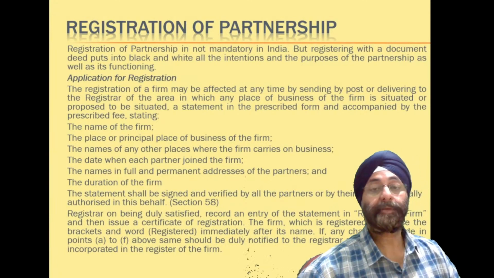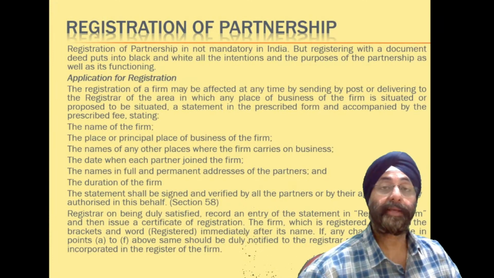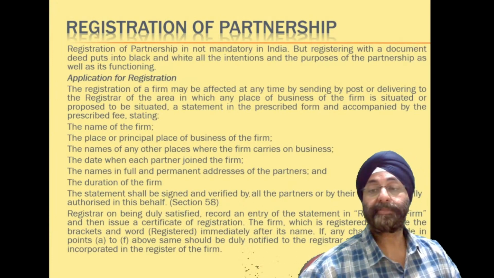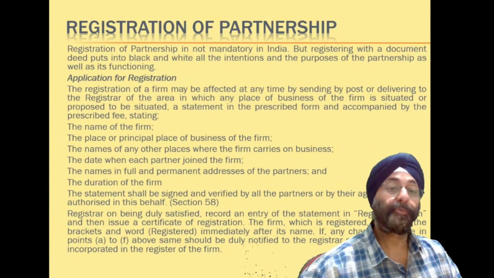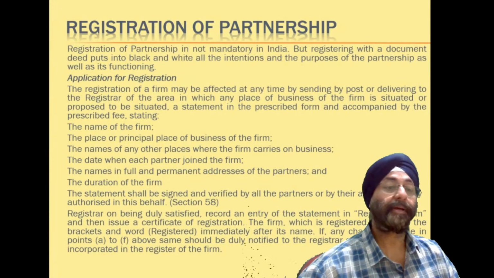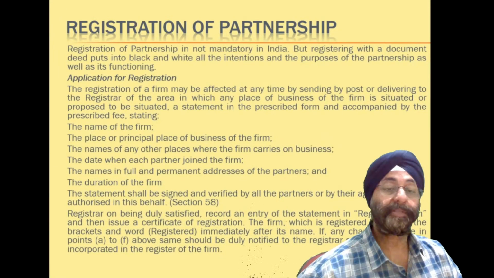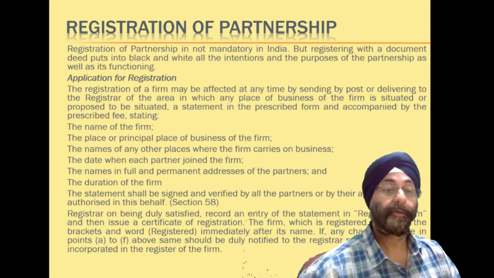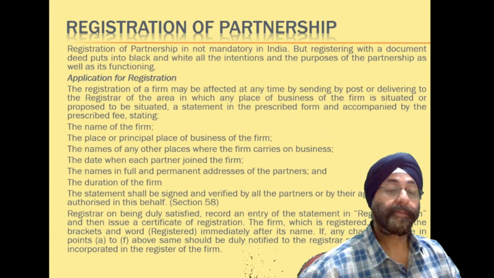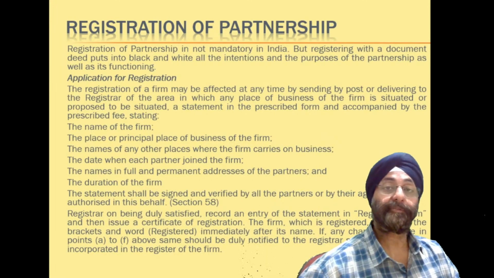The registration of the firm may be effected at any time by sending by post or delivering to the registrar of the area in which any place of the business of the firm is situated or proposed to be situated, the statement in the prescribed form and accompanied by the prescribed fee, stating the name of the firm, the place or the principal place of the business of the firm, the name of any other place where the firm carries on the business, the date when each partner joined the firm, the name in full and permanent address of the partners, and the duration of the firm.